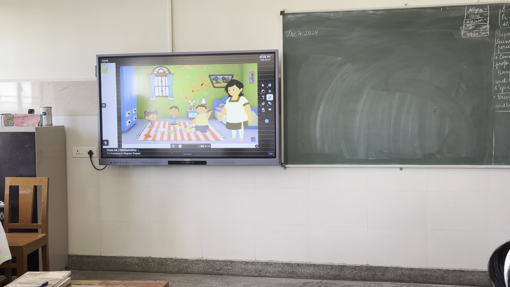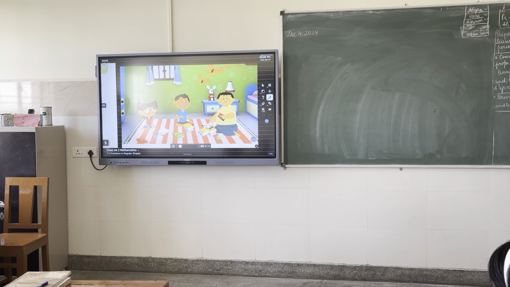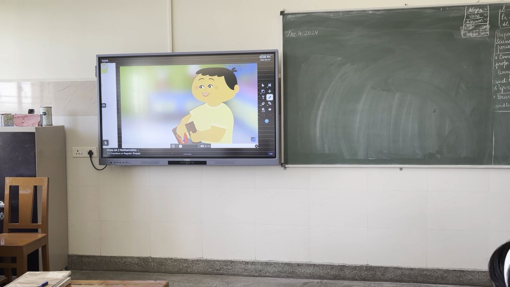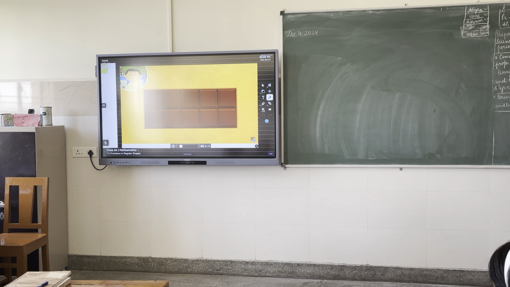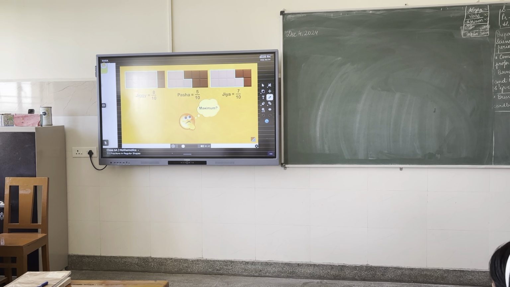Jiggy's mom has brought chocolates for Jiggy and his friends. There are 10 pieces in a chocolate. Jiggy ate 8 pieces or 8/10 of the chocolate. Pasha ate 5 pieces or 5/10 of the chocolate. And Gia ate 7 pieces or 7/10 of the chocolate. Can you tell who ate the maximum part of the chocolate?